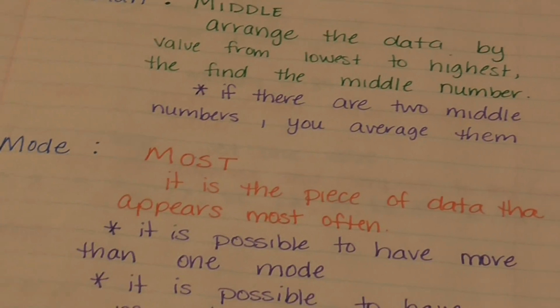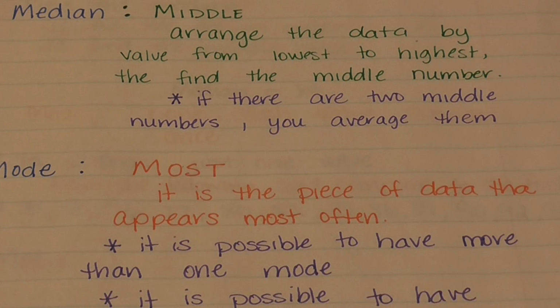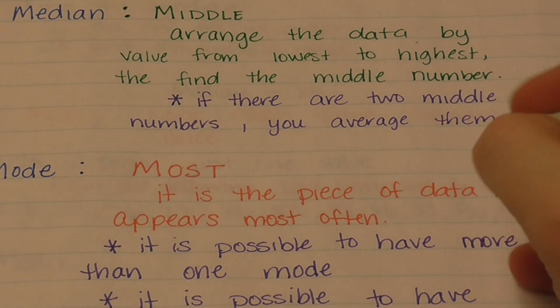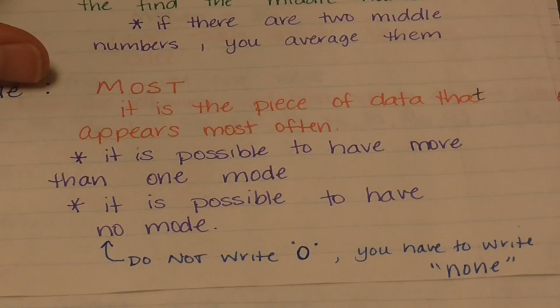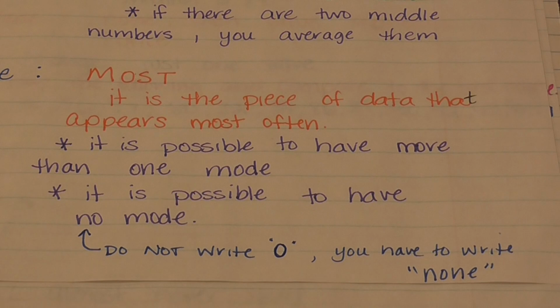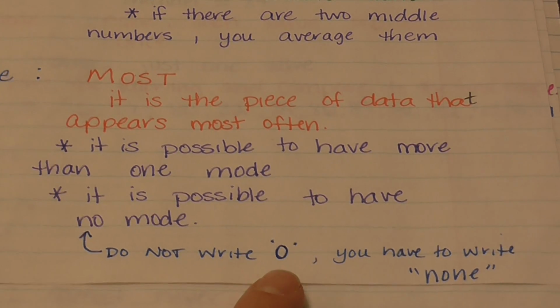Last but not least is mode. Mode means the most. It is the piece of data that appears most often. Spell that correctly. It is possible to have more than one mode, and it's possible to have no mode whatsoever. If you don't have a mode, you don't write 0. Okay, 0 is a number. You have to write the word none.